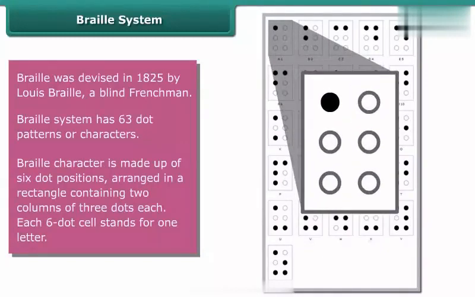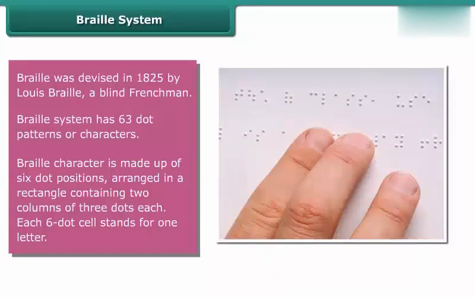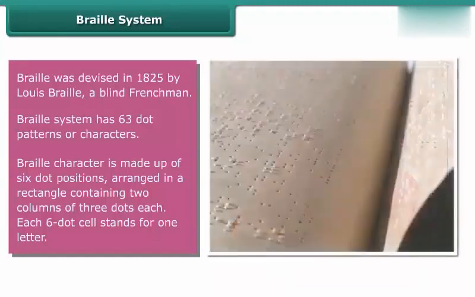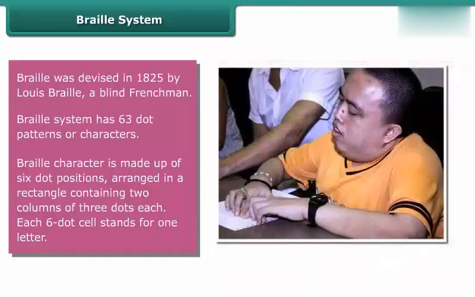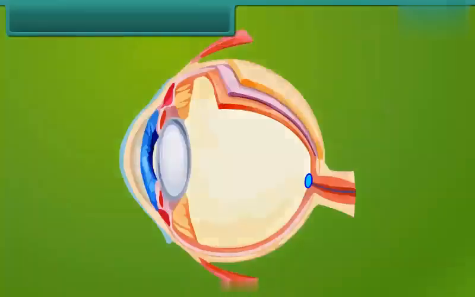Braille character is made up of 6 dot positions arranged in a rectangle containing 2 columns of 3 dots each. Each 6-dot cell stands for 1 letter. Each character represents a letter, a combination of letters, a common word, or a grammatical sign. Visually challenged people learn Braille system by beginning with letters, then special characters and letter combinations.